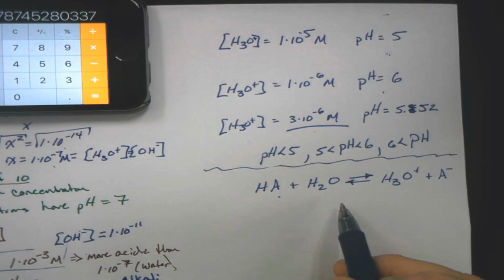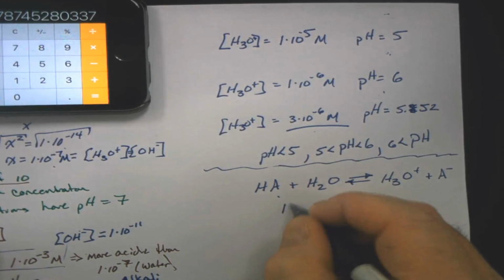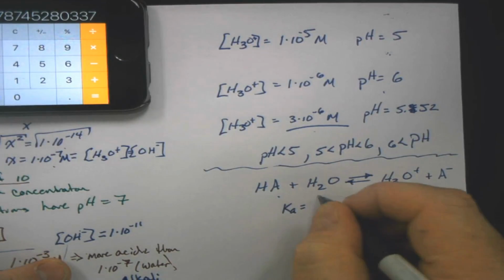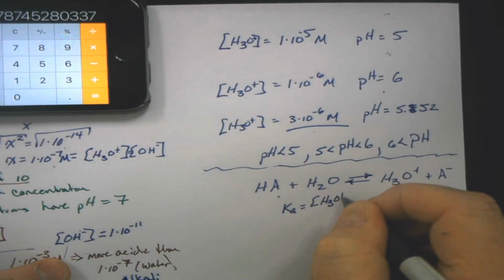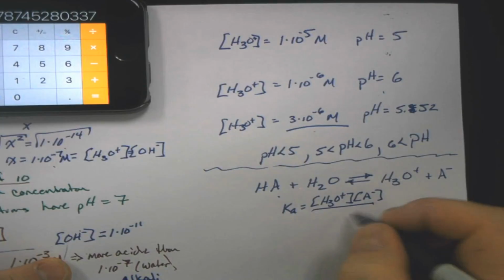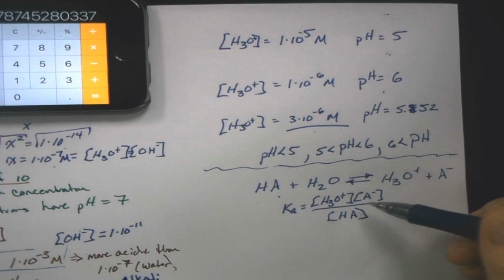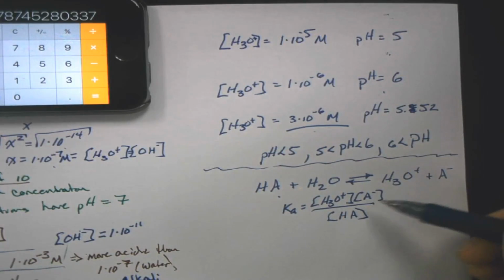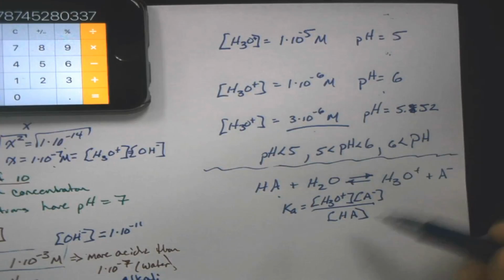The Ka from yesterday equaled H3O plus over A minus over HA. And this is if we have a weak acid that will partially dissociate, it doesn't completely dissociate.